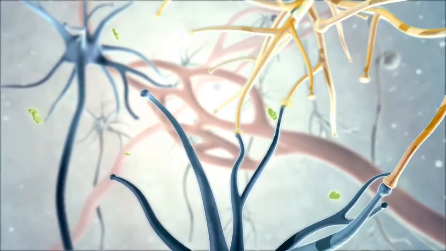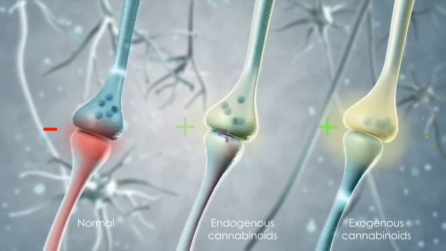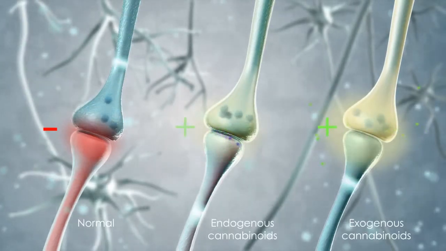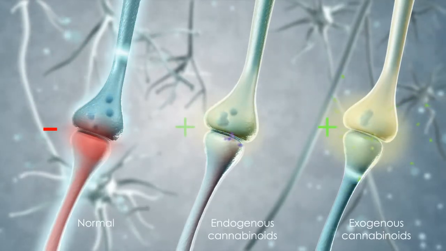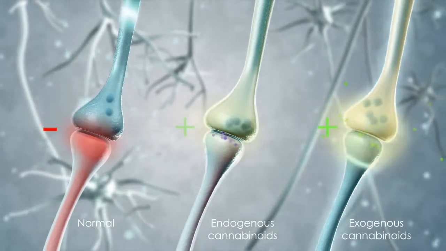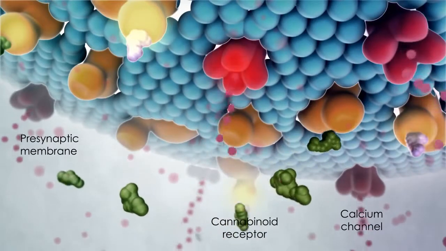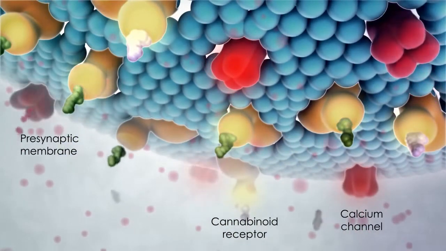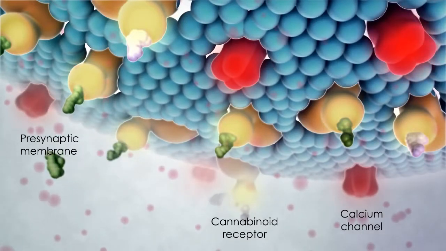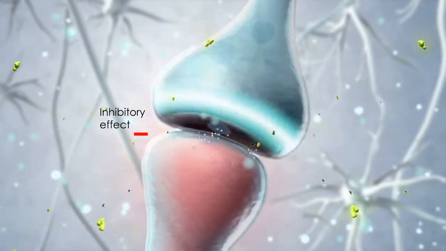Exogenous cannabinoids exert their modulatory effects upon the abundant cannabinoid receptors distributed throughout the CNS. The effects of cannabinoids may be illustrated by comparing three neuronal synapses showing normal pain transmission, the influence of endogenous cannabinoids, and the influence of exogenous cannabinoid administration. Exogenous cannabinoids from the bloodstream bind to cannabinoid receptors on the presynaptic neuron and mimic the endogenous synaptic modulatory effect by decreasing influx of calcium ions. In this way, pain and other neural processes are modulated.